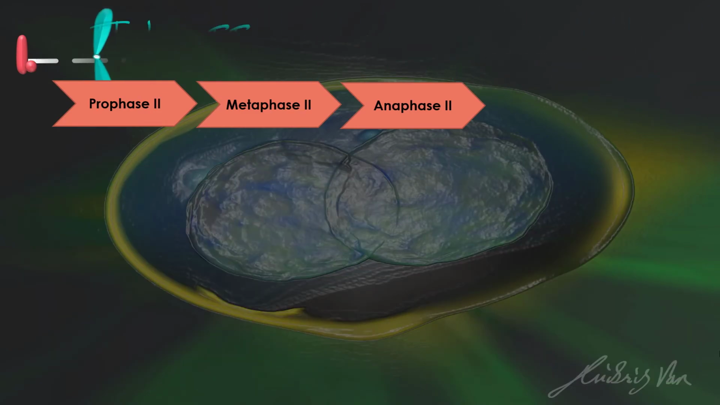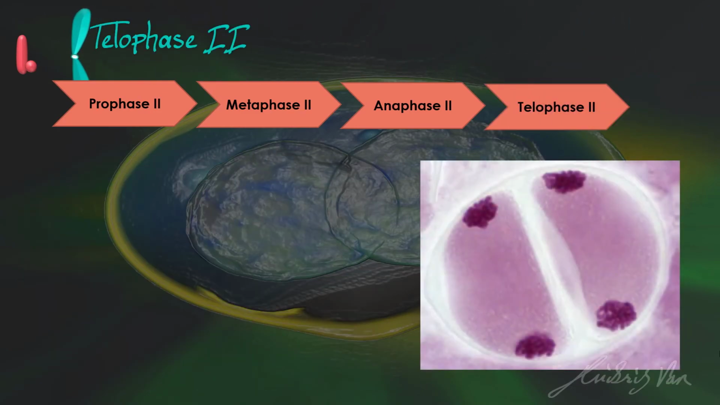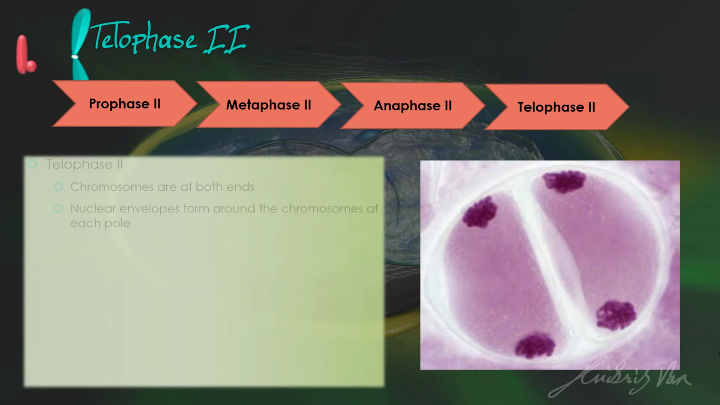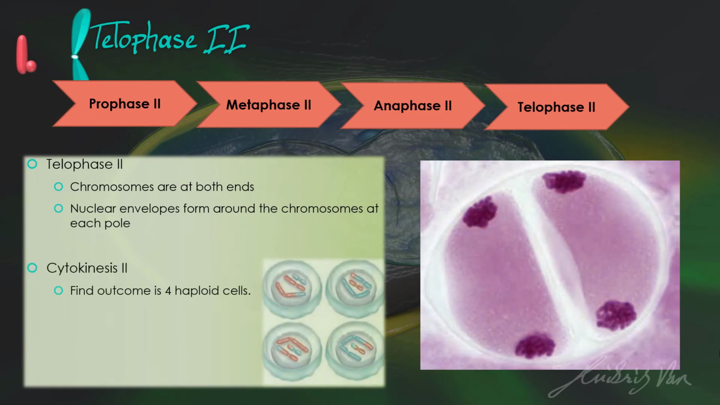And finally, we have our telophase 2, whereby the chromosomes are at both ends of each of the cells, and cytokinesis will take place, and the outcome is we have 4 haploid cells that are genetically different from one another. So this is all for the stages of meiosis. There's part 1 and there's part 2. Part 2 is pretty similar to mitosis.